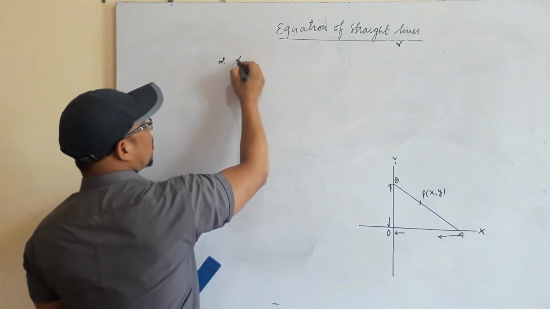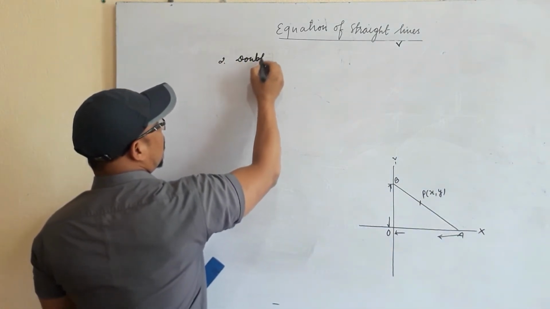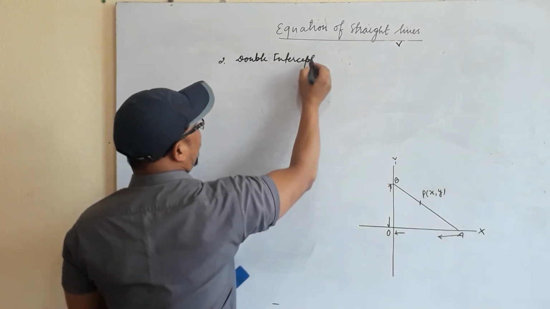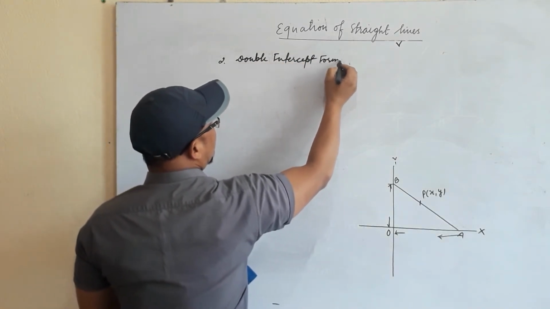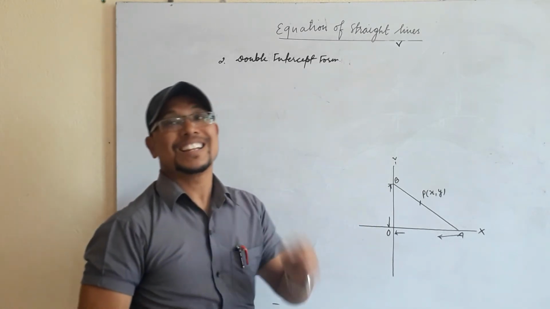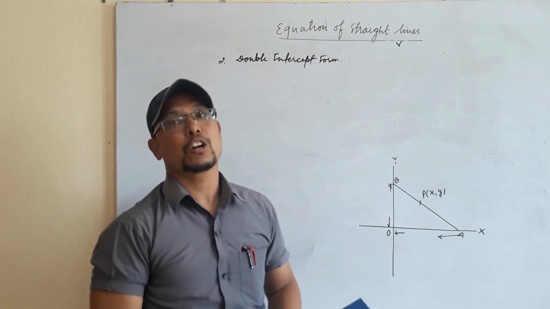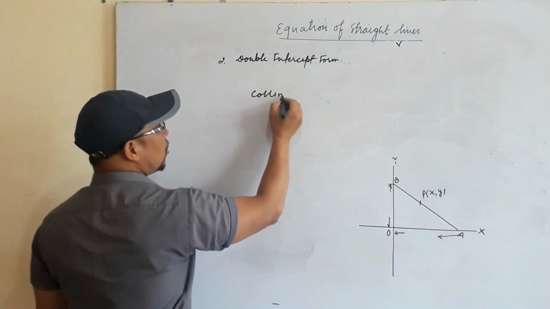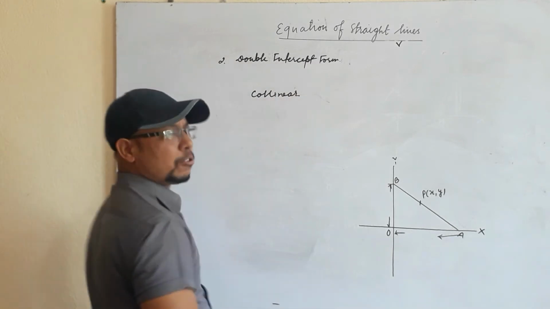Now the second one is double intercept form. Before starting double intercept form, let me talk about collinear points. What is a collinear point?